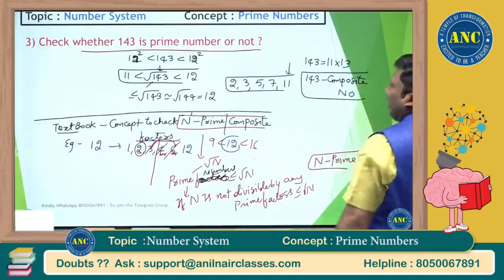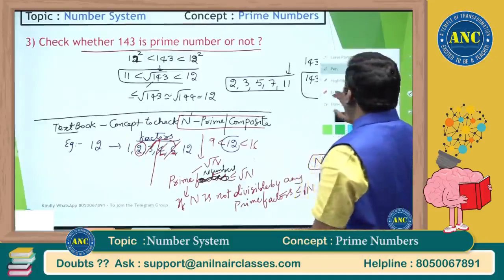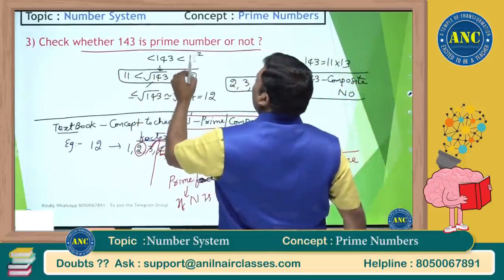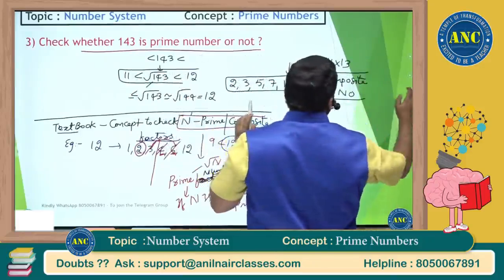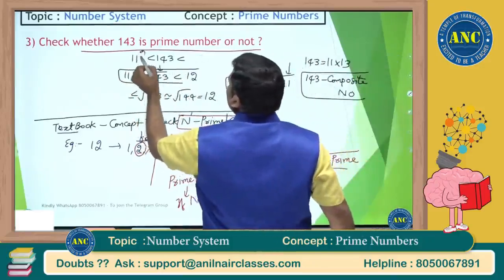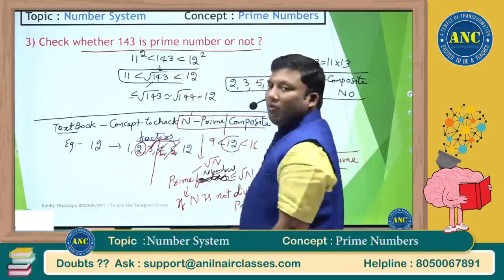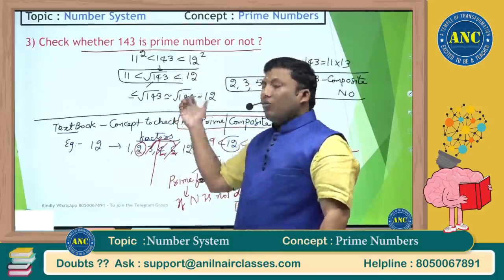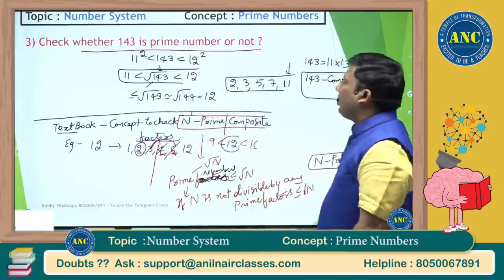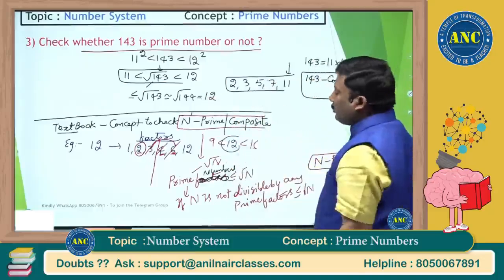How to check whether a number is a prime number or a composite number? Step number 1: find out the nearest squares. 11 square is 121, 12 square is 144. 143 is less than 144, which is 12. Write all the prime numbers less than or equivalent to that. If the given number is a prime number, include that one, otherwise exclude.